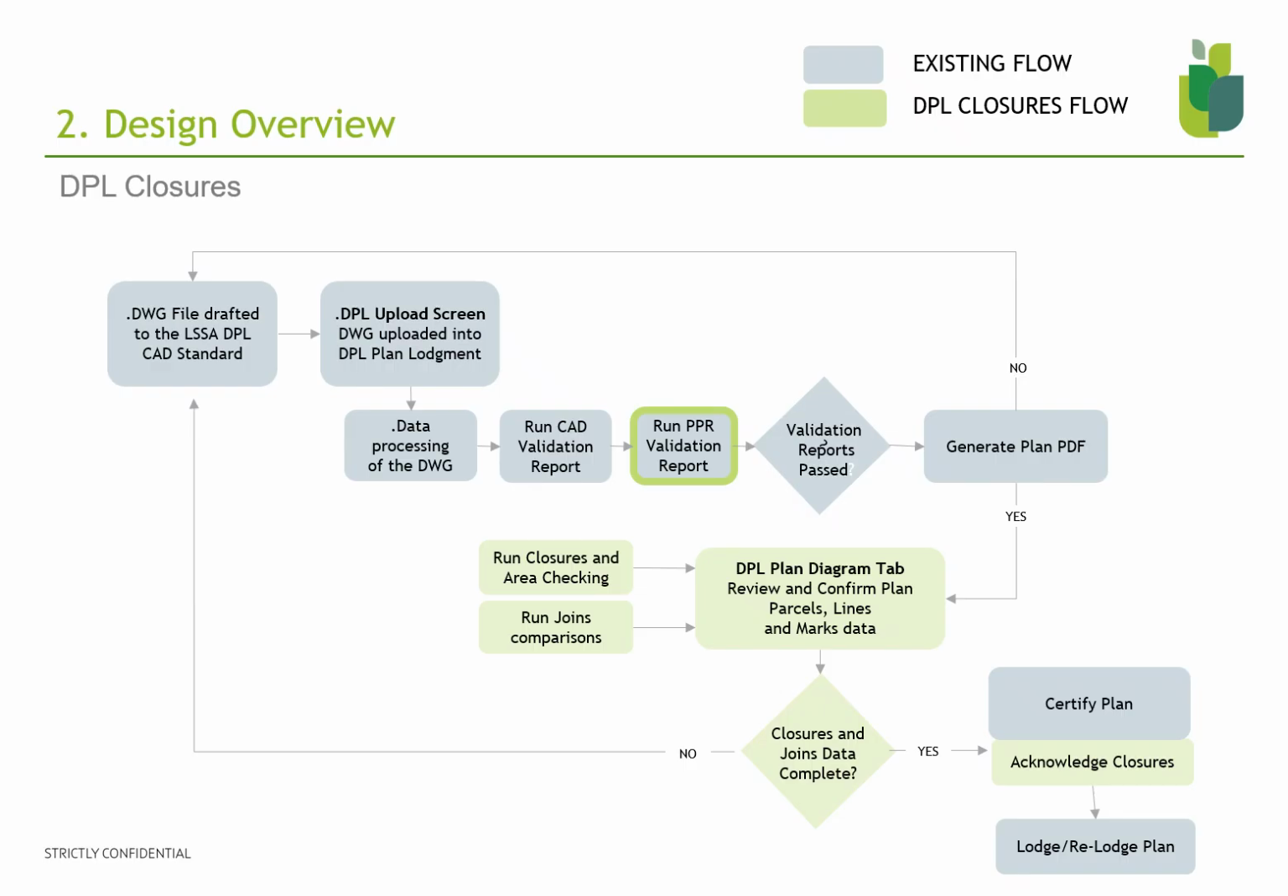Once the TIFF has been successfully generated, the polygon closures and areas checking and the survey marks joint comparison reports are available in the diagram tab, and the data that has been derived from the DWG can be confirmed by surveyors and job editors as being accurate and in line with the plan image. Once the closures and joint reports are confirmed, the closures can be acknowledged at certification and then lodged.